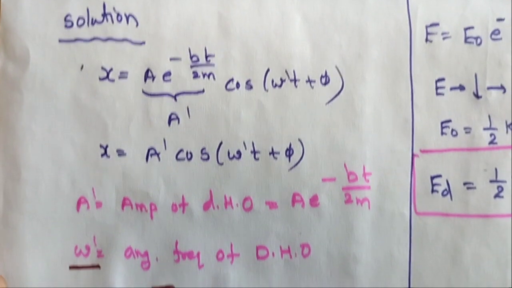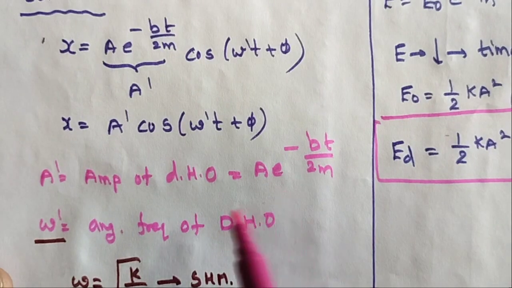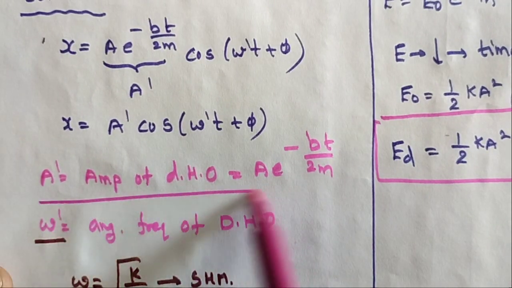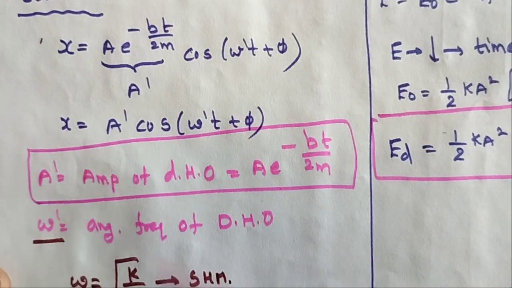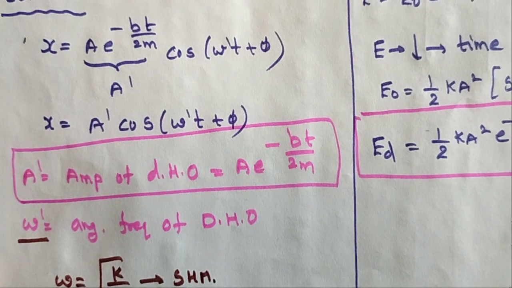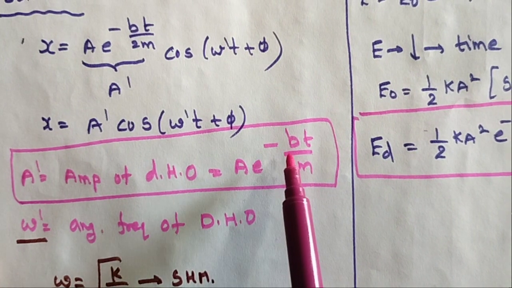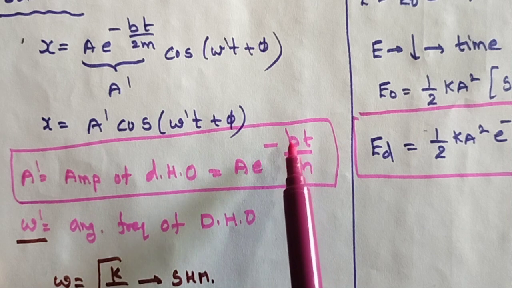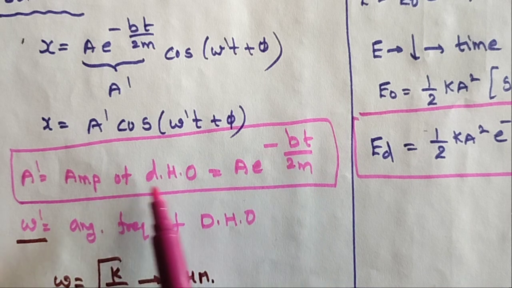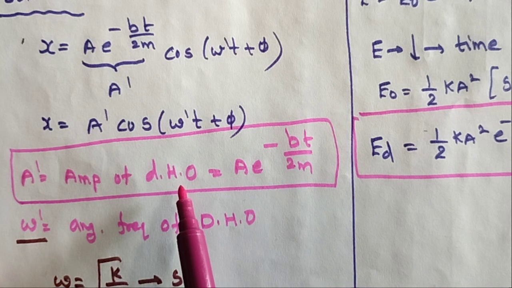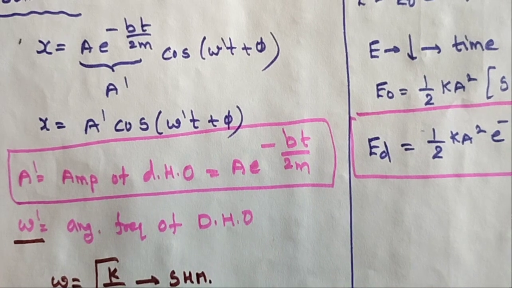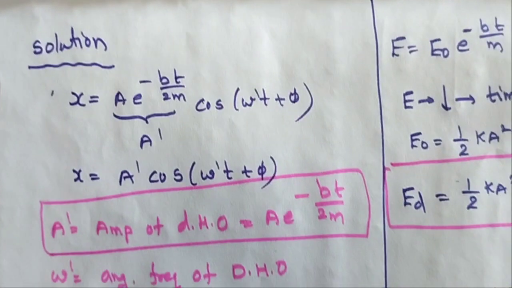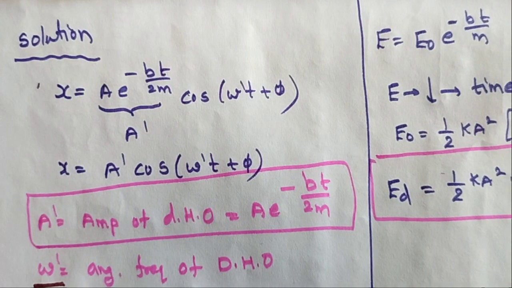So what is the amplitude? This a dash is the amplitude. a dash is equal to a e power minus bt by 2m. Suppose b is equal to 0, what happens? e power minus 0 is 1. So the amplitude is equal to a. So this is about the damped harmonic oscillator.